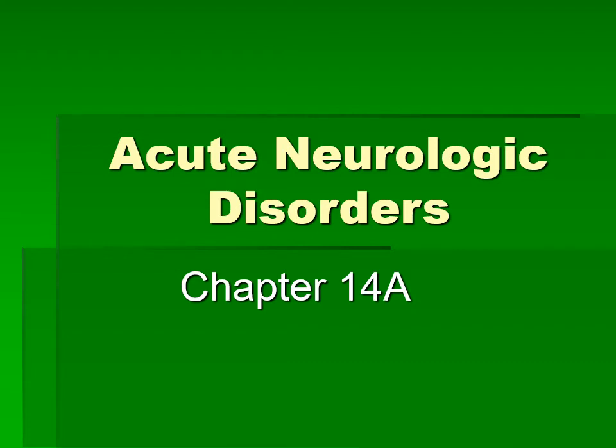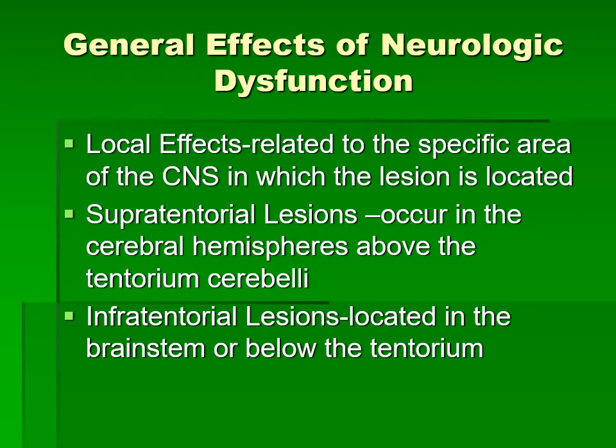Okay, this chapter, which is 14 in the newer versions of the textbook, actually used to be subdivided into two chapters. So acute neurological disorders is what we're going to cover first. And then we'll follow up part 2, chapter 14b, after this one. So this is acute neurological disorders. And we're going to look first at the general effects of neurologic dysfunction.